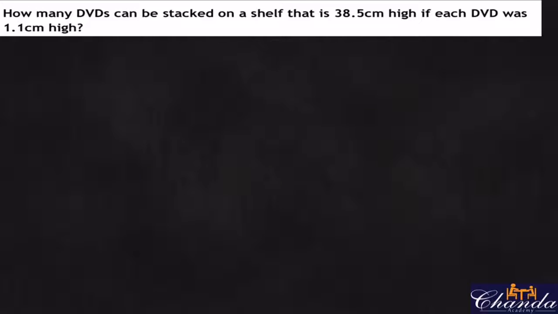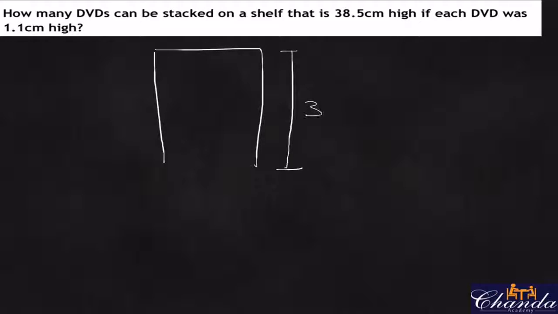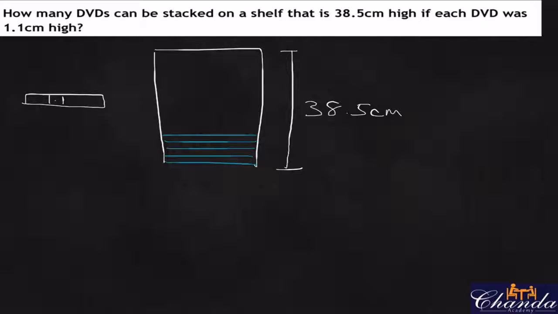Alright, so let's draw this out. So we have a shelf here. Now this entire shelf is 38.5 centimeters high. Now each DVD, for example, let's draw out a DVD here. That DVD is only 1.1 centimeter high. So we need to see how many of these DVDs actually fit into this particular shelf. So if I was to draw that, that's one DVD there, that's a second DVD there, third DVD there, fourth DVD there, etc. So what we are basically doing here is seeing how many 1.1 centimeters fit into 38.5 centimeters.